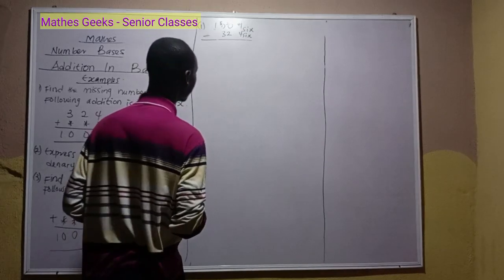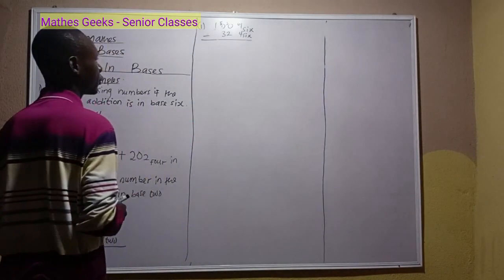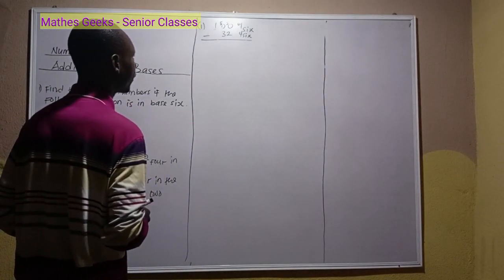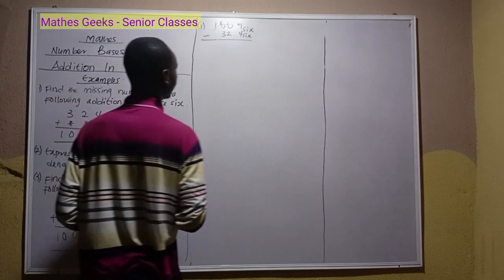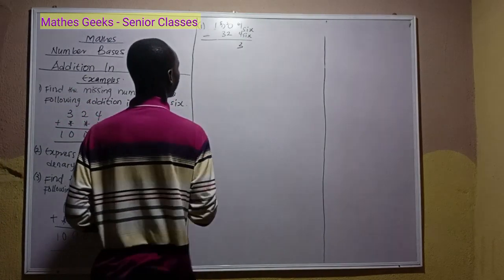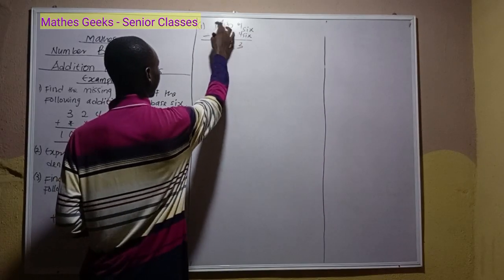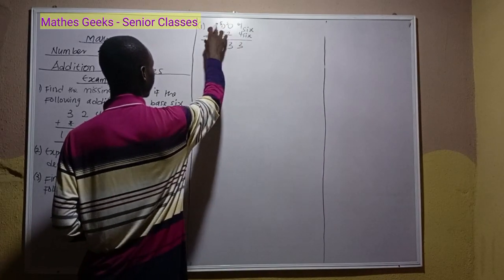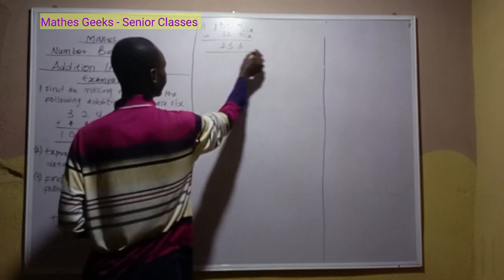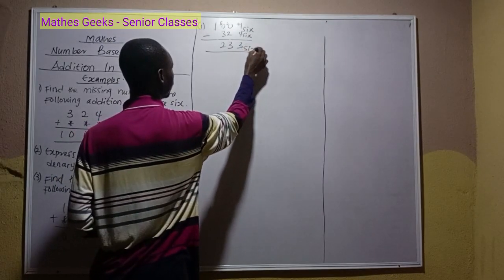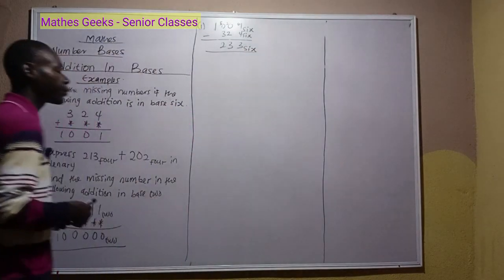So 6 plus 1, that's 7. So 7 minus 4 becomes 3. And here it goes 5 minus 2 is 3. 5 minus 3 is 2. And here it's now 0. So our answer is 2, 3, 3, 6.